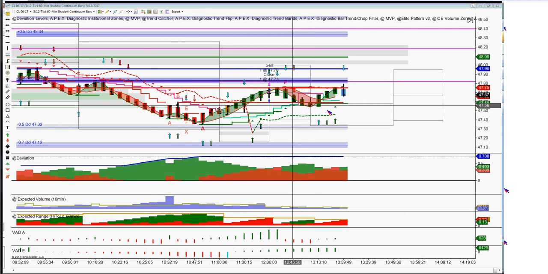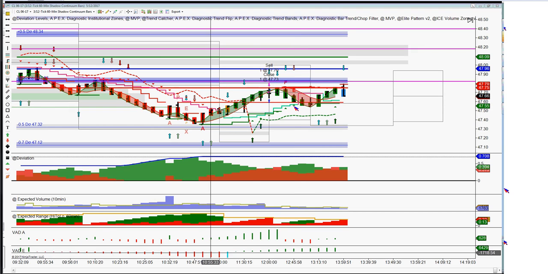So, I got a long trade. That Apex staying short, not taking it because MVP is long and BAT is long.